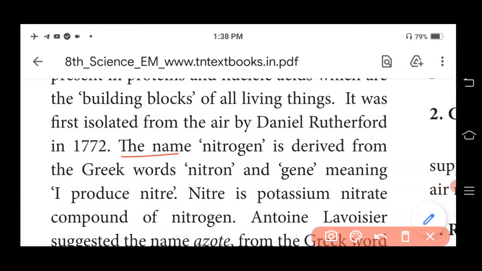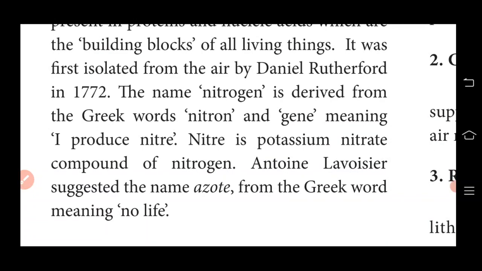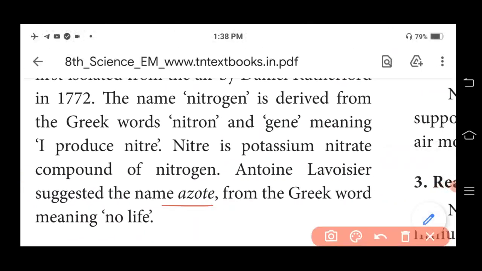Students, the name nitrogen is derived from the Greek words nitron and gene, which mean I produce nitre. Nitre is potassium nitrate, a compound of nitrogen. So this is an important 1 mark question: nitre is potassium nitrate, a compound of nitrogen. Antoine Lavoisier suggested the name azote, from the Greek word meaning no life. So, no life without nitrogen.